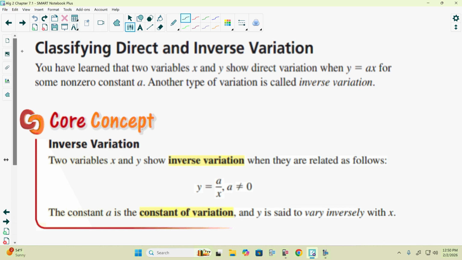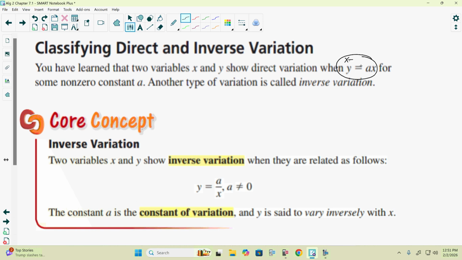Now, direct variation compares two things, and they increase or decrease by a constant amount. If one increases, the other increases. If one decreases, the other decreases. So they're going in a direct proportion. One's going up, the other goes up. One's going down, the other goes down. So y equals a times x is one version of this here.